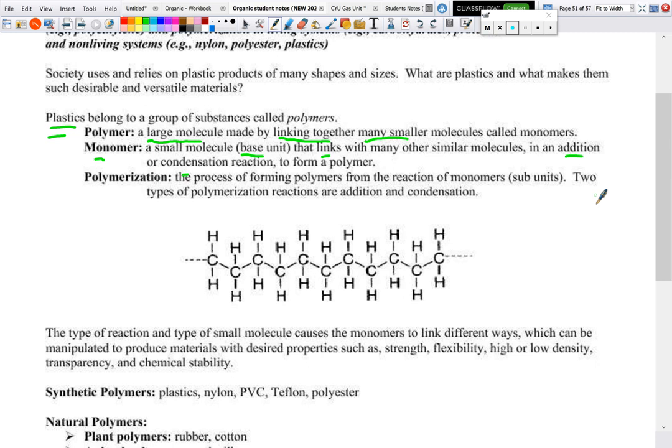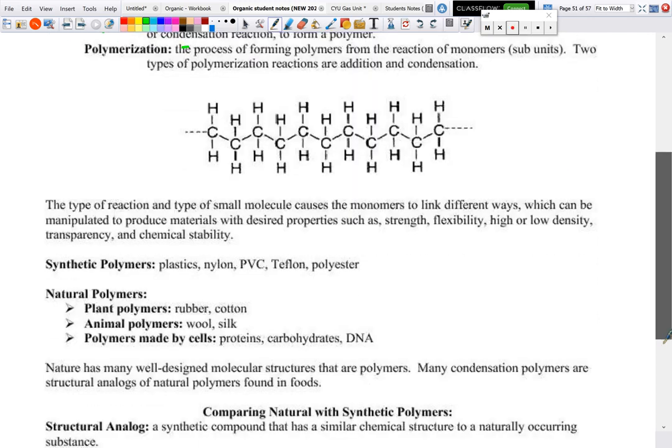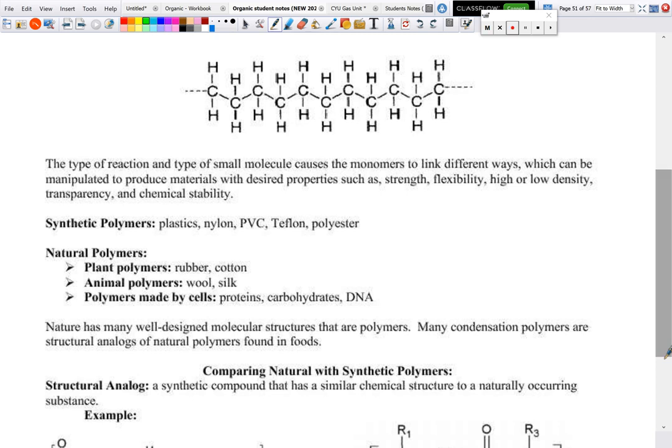So this is an example of what a polymer would look like. We notice the little dots right here. This just means that this continues going on, and same thing on the other side right here. This whole thing just repeats. So with polymers, most of the ones, these are synthetic.